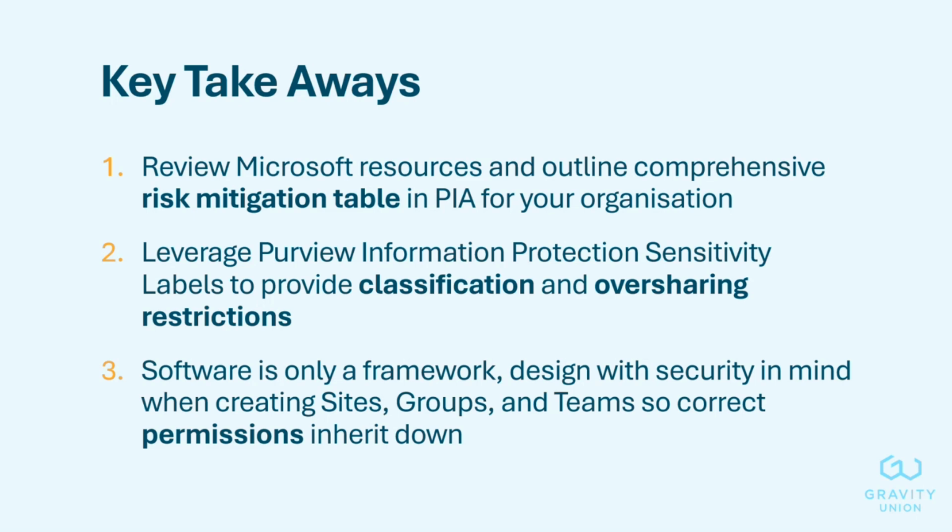If you haven't already, I recommend reviewing those Microsoft resources and outline a comprehensive risk mitigation table in your privacy impact assessment for your organization. As well, leverage Purview Information Protection sensitivity labels to provide classification and help address some of those oversharing risks. And just generally keep in mind that any and all software is only a framework, designed with security in mind at all stages when creating sites, groups, and teams, so correct permissions will inherit down.